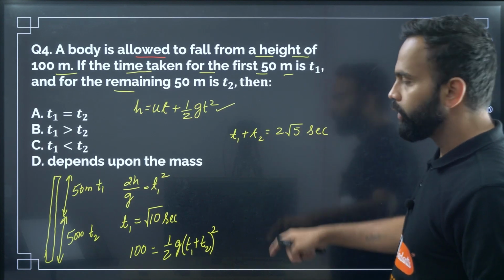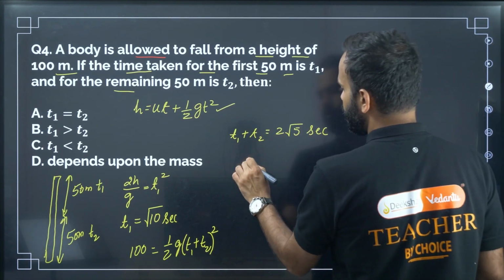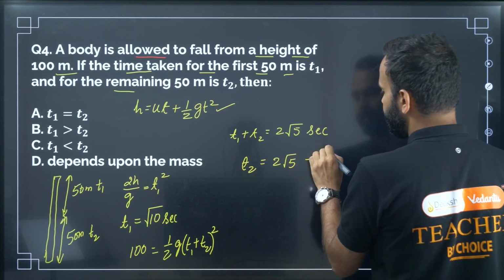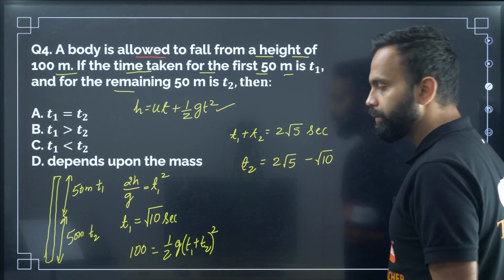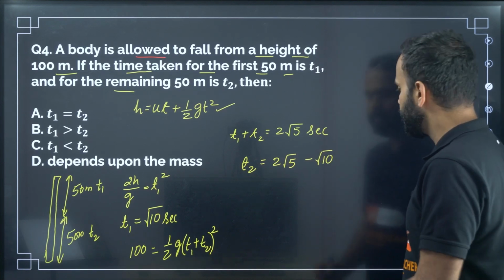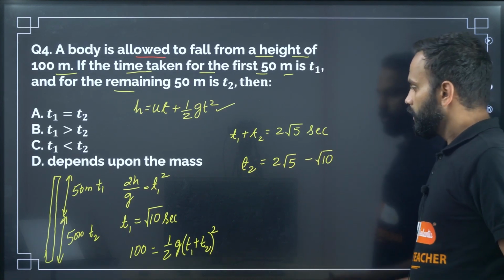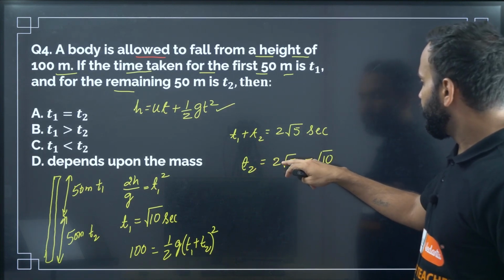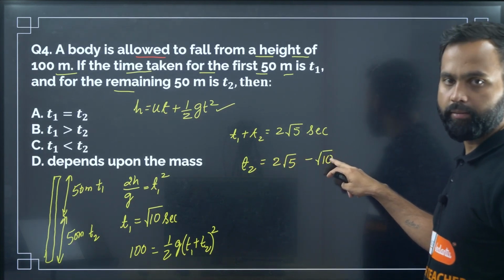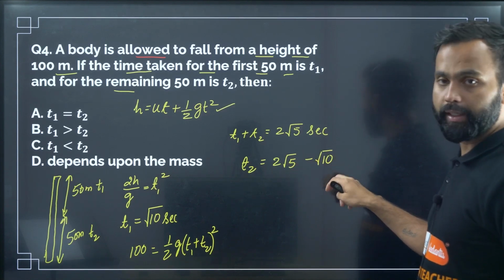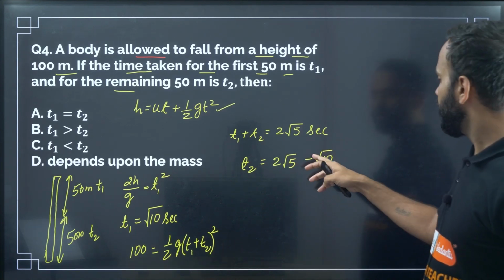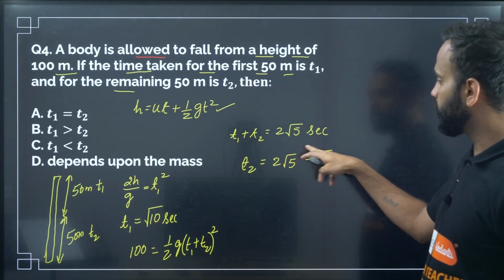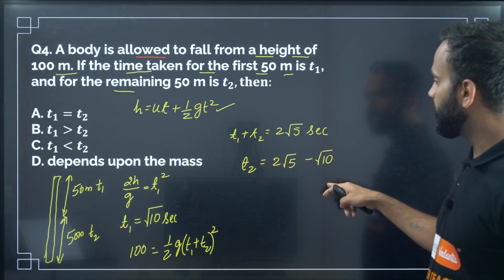So we need to find the value of t2, right? So now t2 is equal to 2 into root 5 minus root 10, isn't it? So now if you observe this, t2 is 2 into root 5 minus root 10. Root 5 is almost equal to 2.2, so this is 4.4 minus root 10 is almost equal to 3.2. So it is approximately equal to 1. T2 is approximately equal to 1.